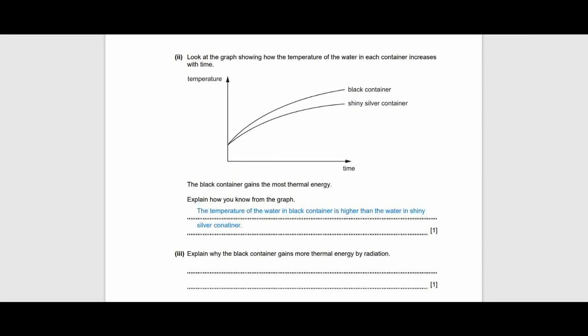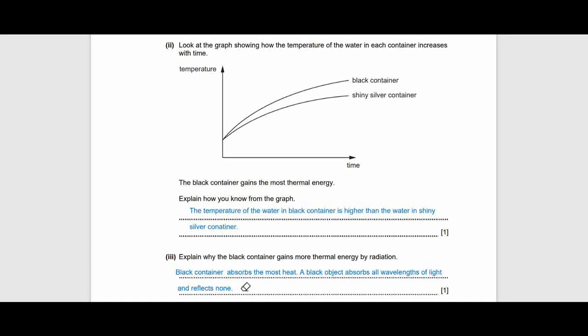Alright, let's open up the answer. Black containers absorb the most heat, and a black object absorbs all wavelengths of light and reflects none. So that's the reason the black container gains more energy by radiation. Next number.